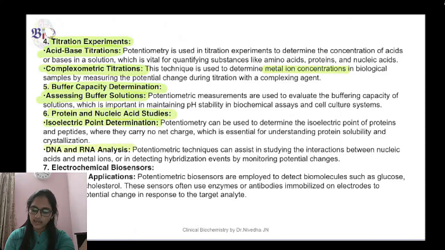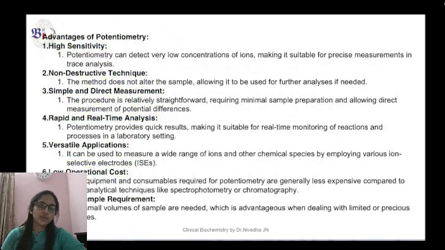DNA RNA analysis, where you use electrochemical biosensors for biosensing applications, like in a glucometer or lactate analyzer. In these kinds of biosensors also we use the potentiometric technique. So these are all basically electrochemical biosensors. These are the different applications that you have to understand about potentiometry.